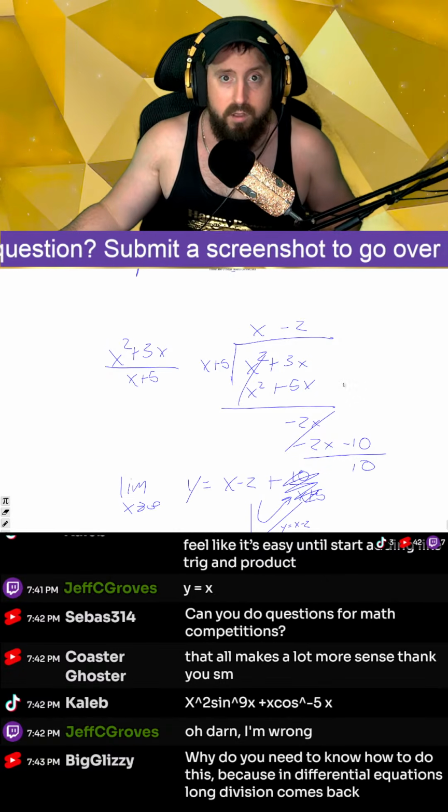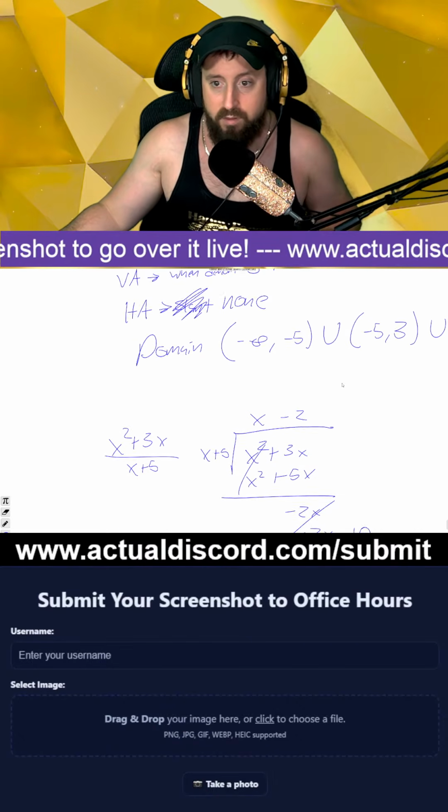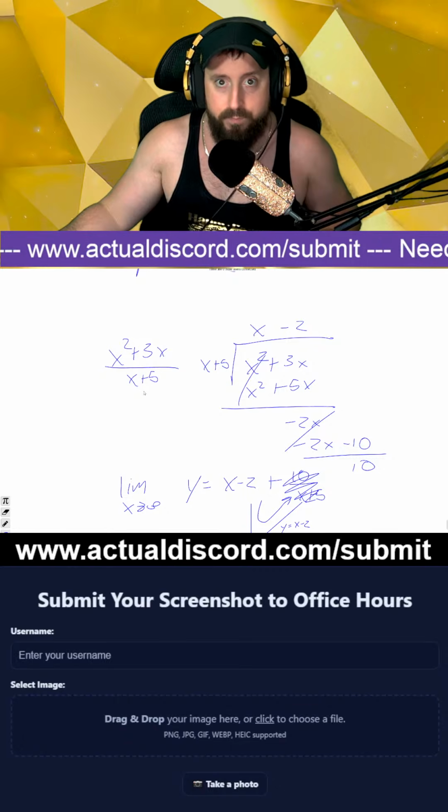Why do you need to know how to do this? Because in differential equations, long division comes back. Yeah, for sure. Long division, you learn it, and then it gets used in so much stuff.